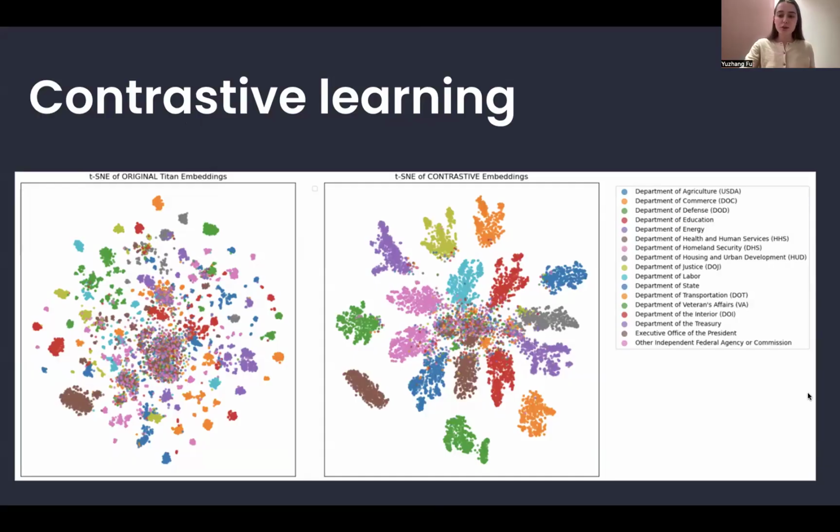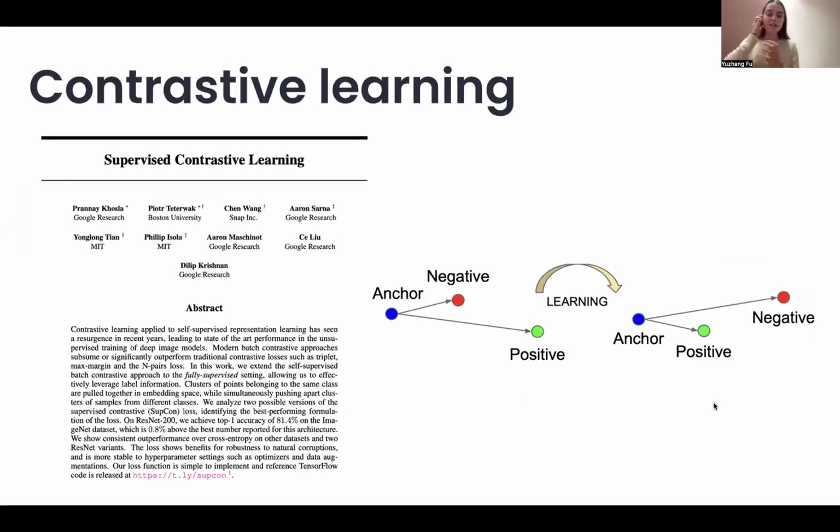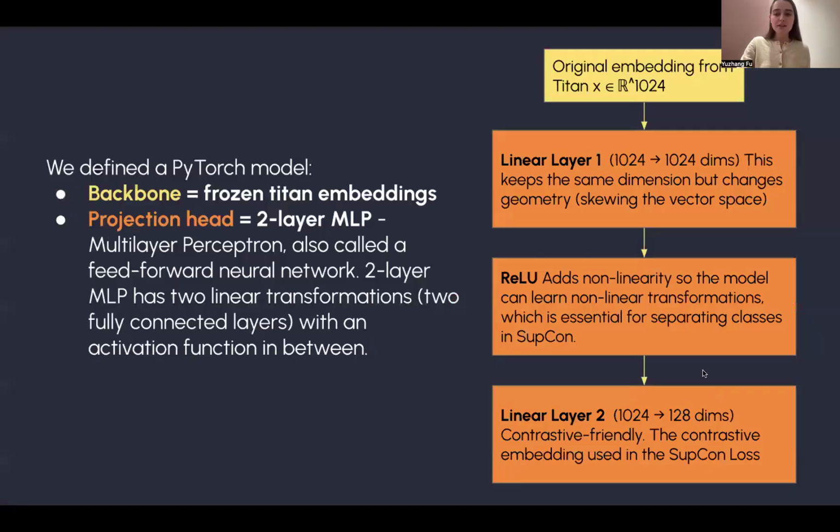For the contrastive learning part, the idea is that if two messages are similar to each other, you should distort the embedding space so that they are moved closer to each other. And if two messages are different from each other, therefore from different agencies, make sure to move them further apart. So we defined a PyTorch model where we used as the backbone the frozen Titan embedding, the one that gave us our baseline 0.67 accuracy.